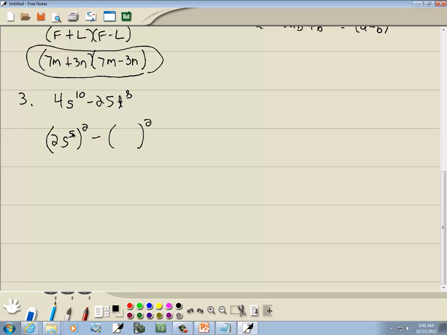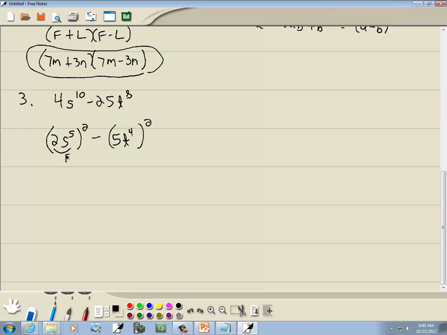Now, a very easy way to figure that out if you didn't see that is you take whatever power is here, the 10, and you divide by the 2, and that gives you what goes here. So 10 divided by 2 is 5, and we put 5 there. Now 25, that's 5 times 5. And t to the 8th, that'd be t to the 4th. Again, if you take the 8 divided by 2, that gives you 4.